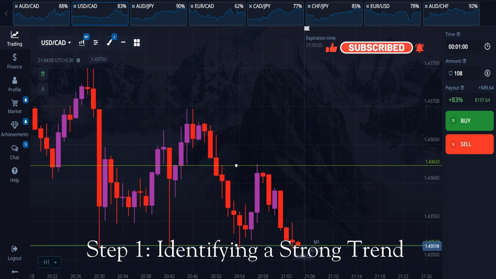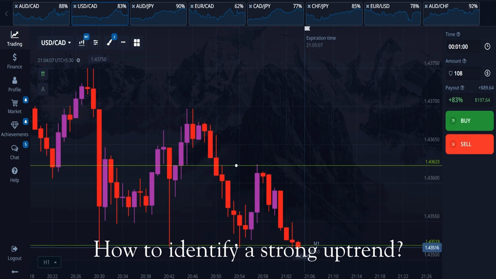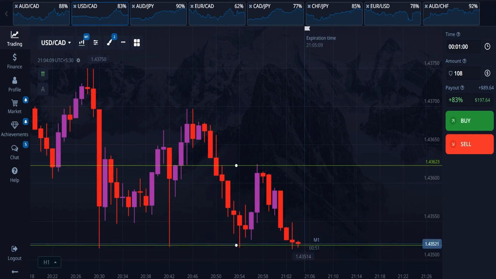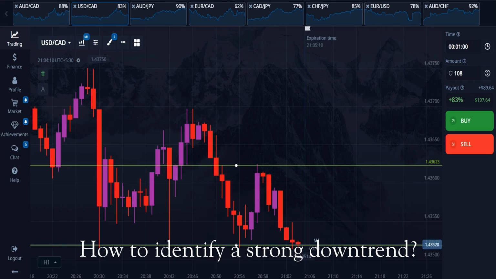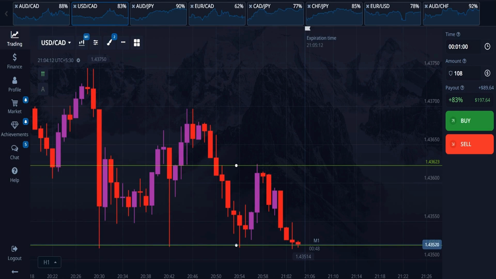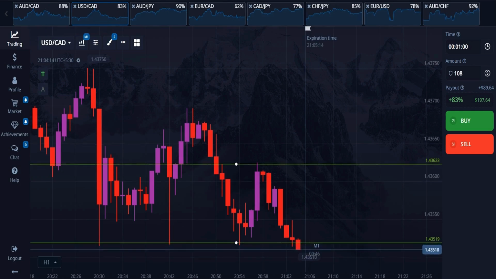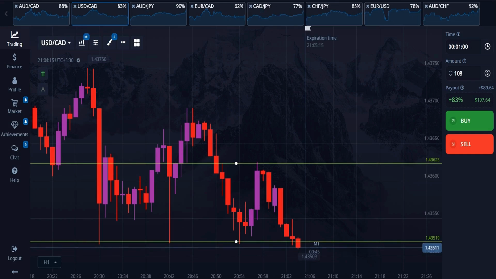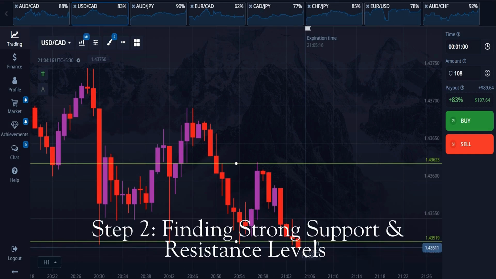Before applying this strategy, you need to ensure that the market is in a strong trend. In an uptrend, the price makes higher highs and higher lows, and candles are mostly bullish. In a downtrend, the price makes lower highs and lower lows, and candles are mostly bearish. Avoid ranging or choppy markets where price moves sideways, as these markets do not provide clear trend continuation signals.